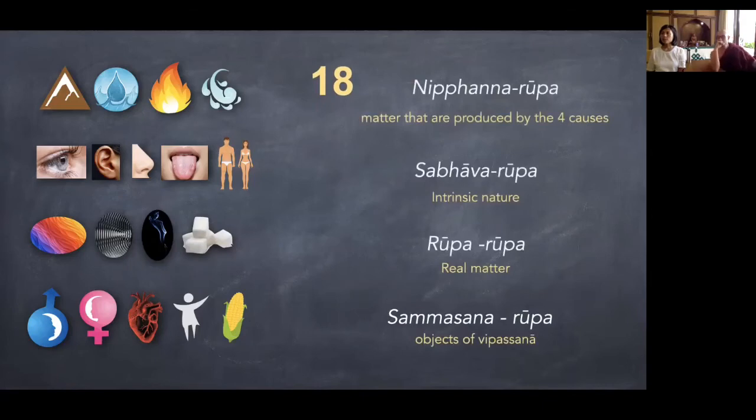So in short, these 18 types are called Bhāva-rupa, which is matter produced by the four causes. Bhāva-rupa have the intrinsic nature. Rupa-rupa, they are real rupa, and they are Sammasana rupa, so they are objects of Vipassana. So that's why these 18 types are important. That is the important one, my dear family. The last one will become useful in the future.